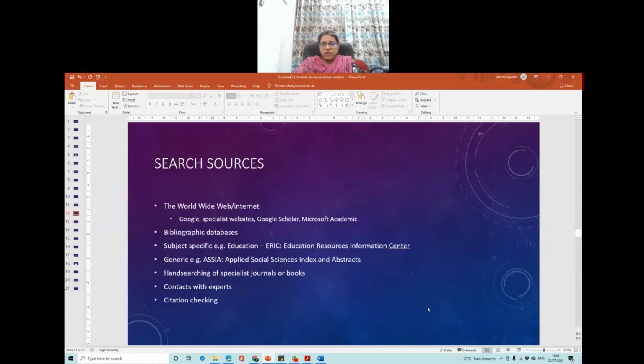Hand searching of specialist journals or books. Some journals are not indexed in these databases, so you have to go to that journal webpage alone and find out if anything has been published. Books are not indexed, so you have to hand search them. And contact: sometimes grey literature has to be searched, where you can contact your experts who can provide you the unpublished literature. And citation checking: if a review has already been done on a topic similar to your interest, then you can check the references of that particular review, so that you can get an idea what relevant references you might get.